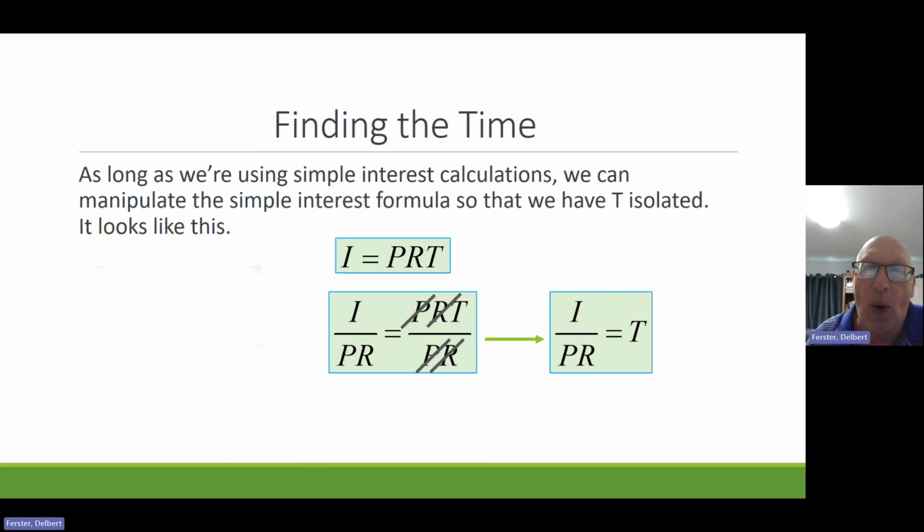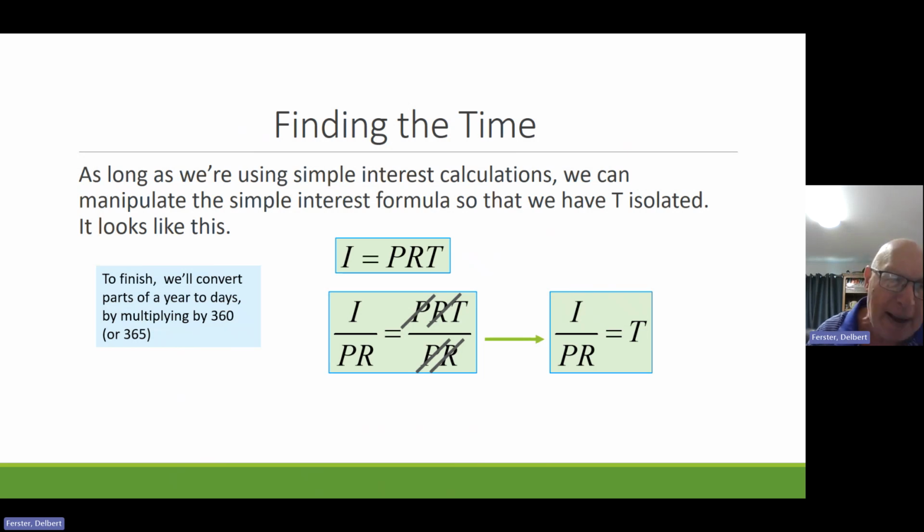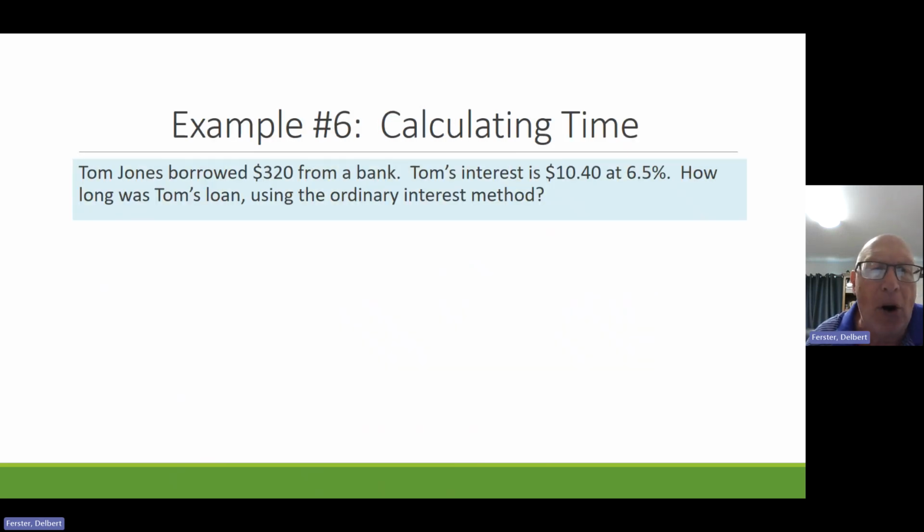Got an example? Sure, why not? Let's do it. Make sure you use 360 or 365 when you come back and convert to days at the end of this. Again, you have to read the problem critically and find out which it asks for. It does seem like the bulk of the problems in your textbook tend to be ordinary, and you'll be using 360. All right, we're going to borrow $320. Interest for that loan was $10.40, at 6.5%. How long was the loan? And we're invited to use ordinary interest, so that'll be the 360.